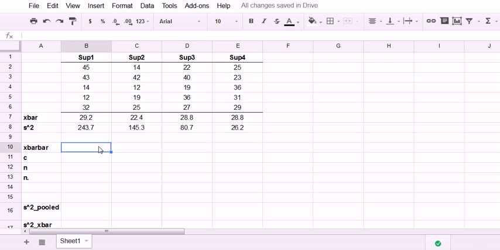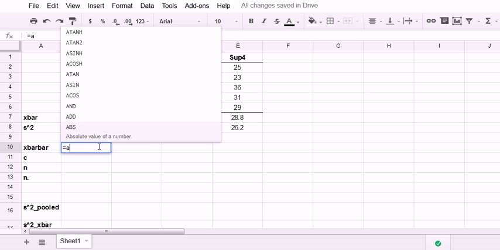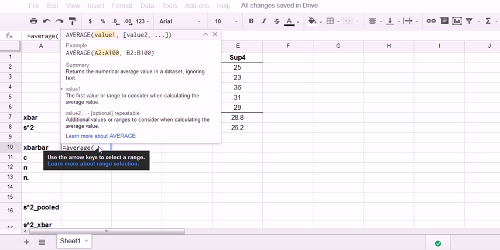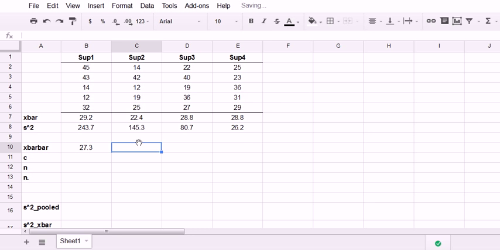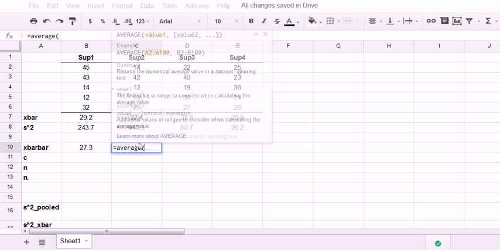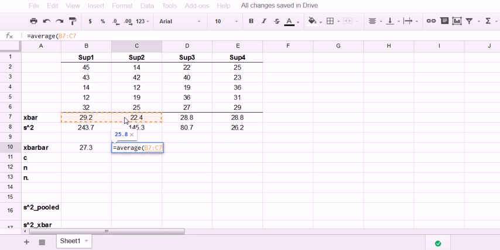Okay, next, X bar bar. I can do this two ways. First off, it's an average. I can average all the data. Or, let me just do it to show you that you get the same value, I can average the X bars.